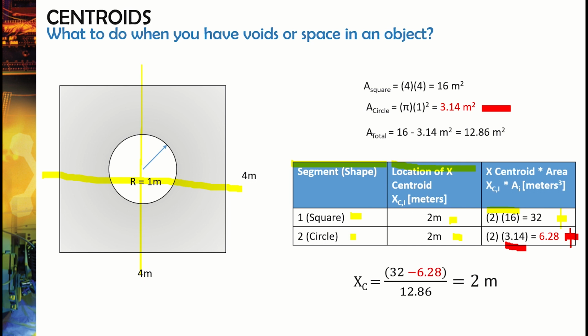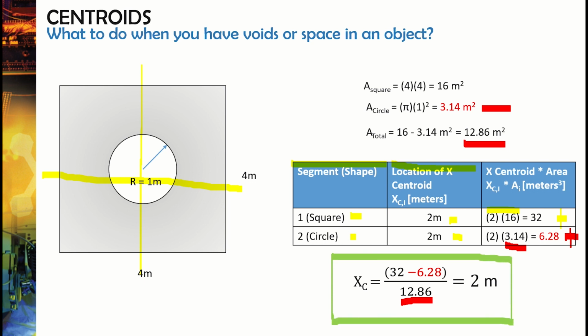So what we get out of our solution for the x center of mass of this particular case then is the summation of 32 minus 6.28 divided by the area 12.86 that we had at the top. And our final answer is what we should expect it to be, which is that the x center of mass of this system is equal to 2 meters, or right smack dab in the middle. So this is how you'll approach solving composite problems and how to solve problems with negative areas.